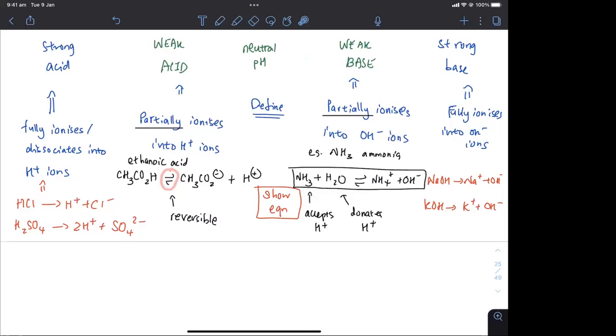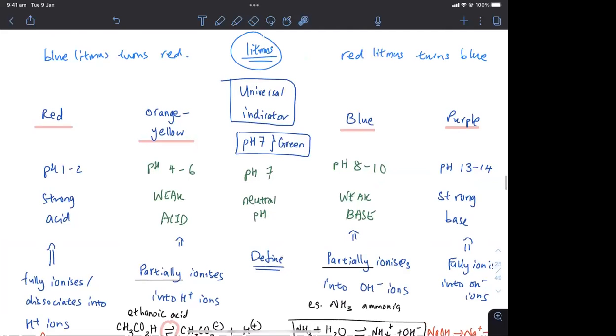So whatever accepts the H plus is because you have OH minus, and then you dissociate partially in water to give you OH minus. So it is reversible, or partially ionizes into OH minus ion. That's why it's a weak base, which you can tell and compare with a strong base by looking at the color changes, specifying the color in weak versus strong base using universal indicator.